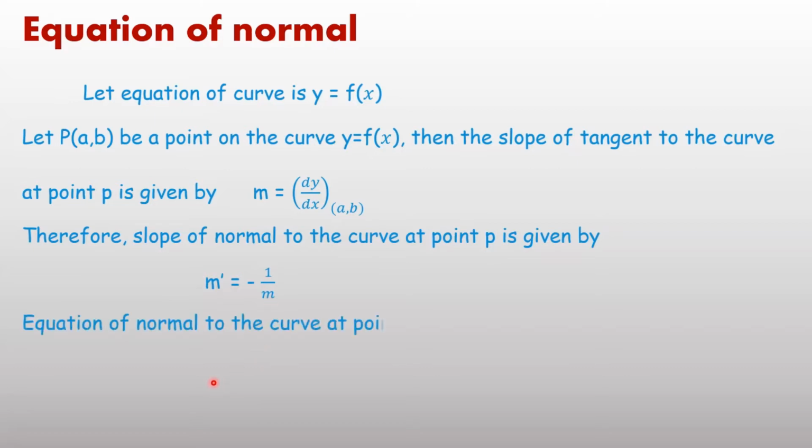And therefore the equation of normal we can write at point (a, b) as y minus b equals m dash (x minus a), where m dash represents the slope of the normal, or y minus b equals minus 1 upon m into (x minus a), since the value of m dash is minus 1 upon m.